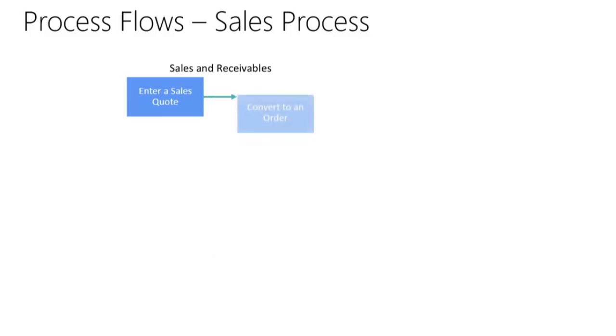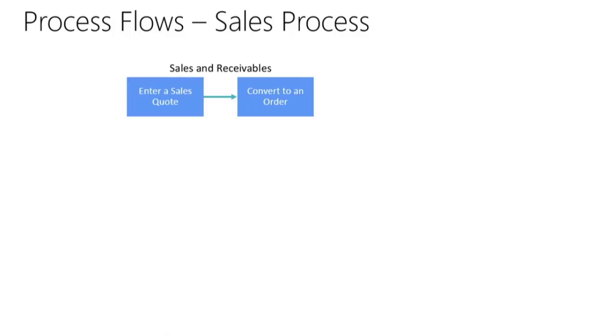So from the sales side, we have different starting points. What we are usually going to do is create a sales quote, where we are going to ask for a quote from one or multiple vendors. Once the sales quote has been entered into the system and the quote has been accepted, we can then convert it to an order.